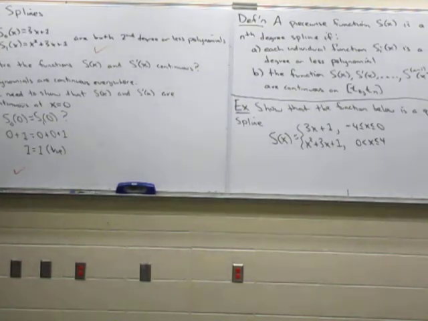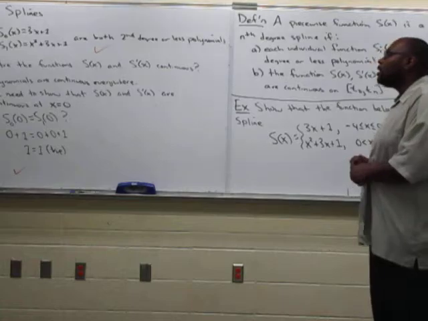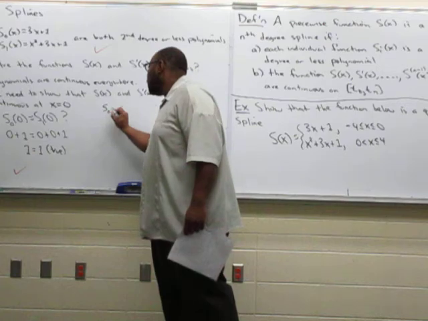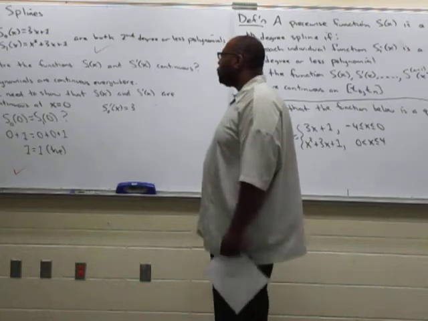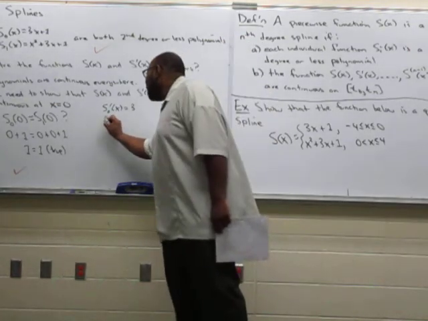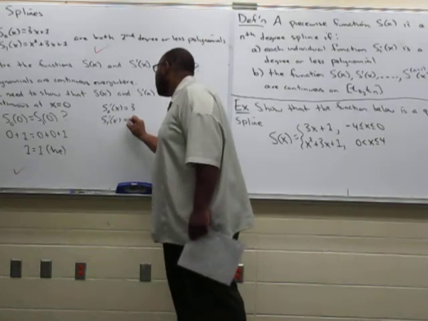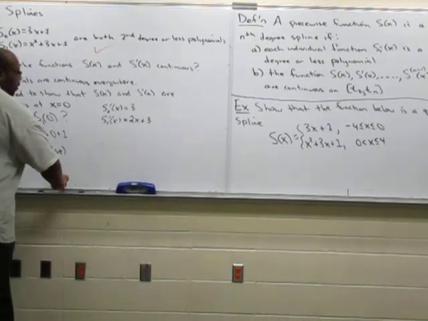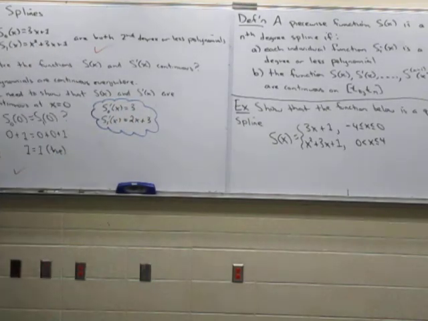Are we done yet, though? Can we stop here and say that this is a quadratic spline? No, we can't, because we need to show that the derivative is equal at 0 as well. So let's find the derivative of s of 0 and s of 1. S of 0 of x, its derivative is going to be 3. S of 1 of x, its derivative is going to be 2x plus 3. Those are the derivatives.